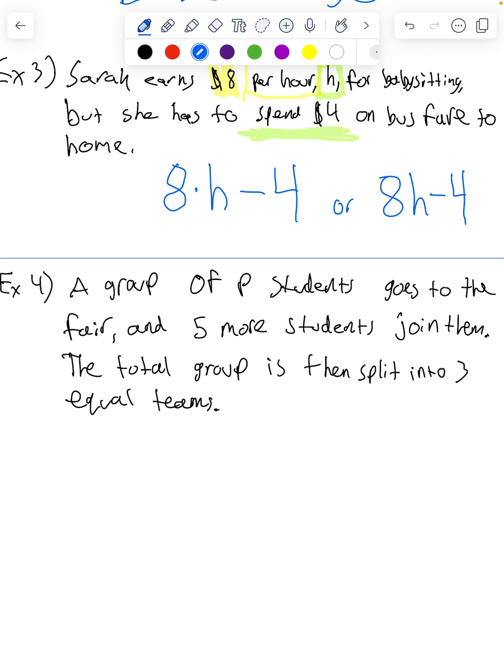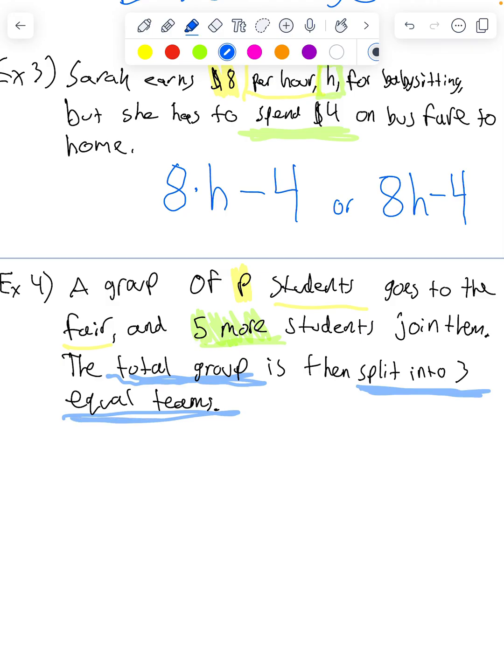A group of P students goes to the fair and 5 more students join them. The total group is then split into 3 equal teams. Okay, so let's say that our group of students, P, okay, so we have P number of students, go to the fair. 5 more, so that keyword more is probably telling me I'm going to add 5 more students join them. After that happens, the total group is split into 3 equal teams.